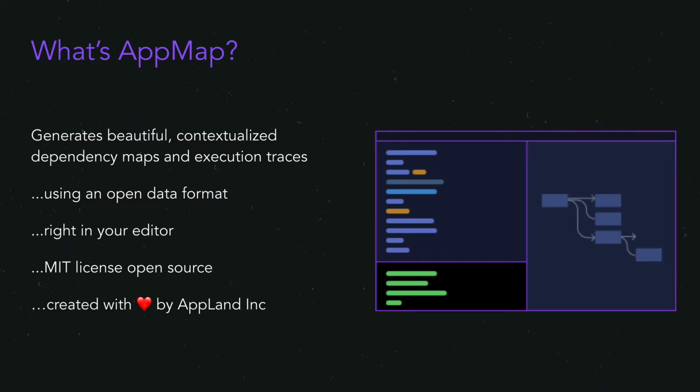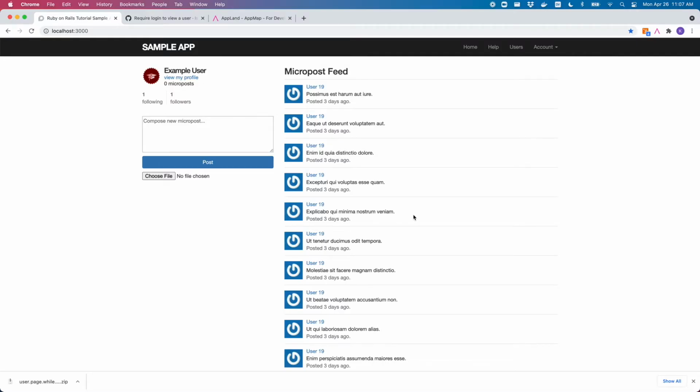It's an open source framework that records your code execution into JSON files. And it's a code editor extension that turns these files into interactive diagrams and useful code analysis. Let's step through an example that shows how AppMaps can make development more efficient and more enjoyable.